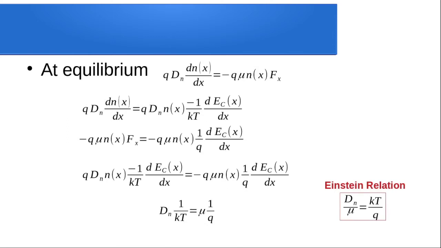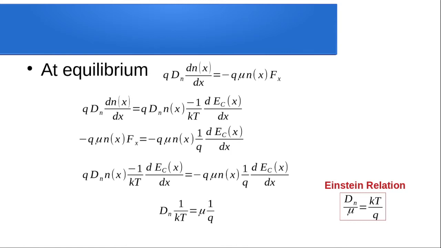Now we simplify after substituting these values. At equilibrium, as you know, the drift current is equal to the diffusion current, which is shown by the first equation. Now in place of dn of x by dx, we are substituting the value that we obtained two slides back, and in place of the field, we are substituting the value that we got in the previous slide. So at equilibrium the equation becomes q Dn n of x times minus 1 by kT dEc of x by dx is equal to minus q mu n of x times 1 by q dEc of x by dx. Now we can cancel similar terms on both the left hand side and the right hand side. There is q on both sides, so it will be cancelled off.